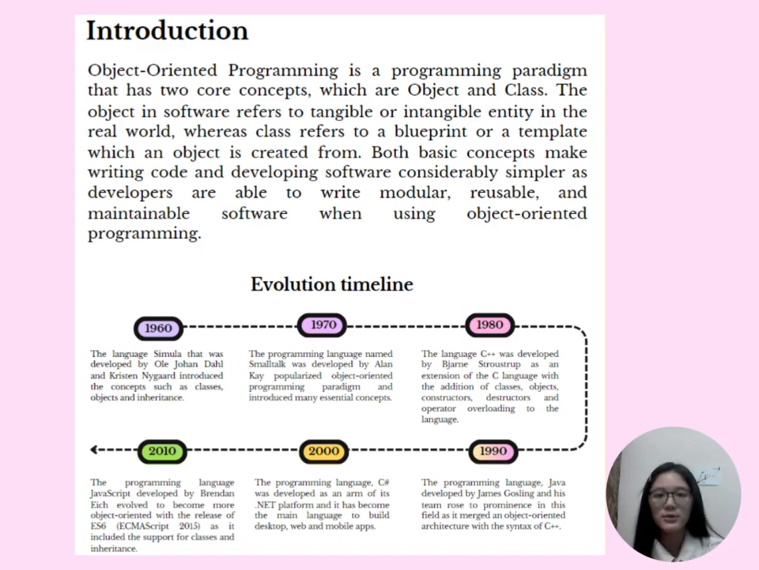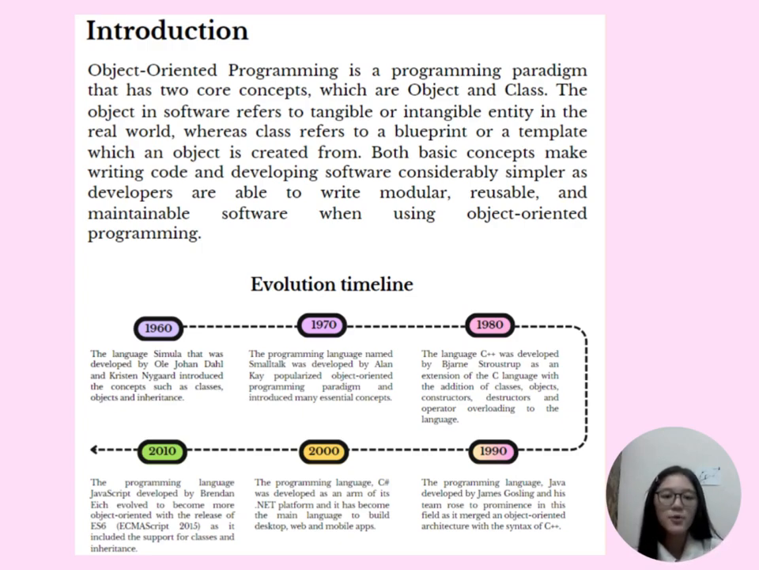Next, we talk about the evolution timeline. In 1960, the language Simula, developed by Ole Johan Dahl and Kristen Nygaard, introduced concepts such as classes, objects, and inheritance. In 1970, the programming language Smalltalk, developed by Alan Kay, popularized the object-oriented programming paradigm and introduced many essential concepts. In 1980, the language C++ was developed by Björn Stroustrup as an extension of the C language with the addition of classes, objects, constructors, destructors, and operator overloading to the language.